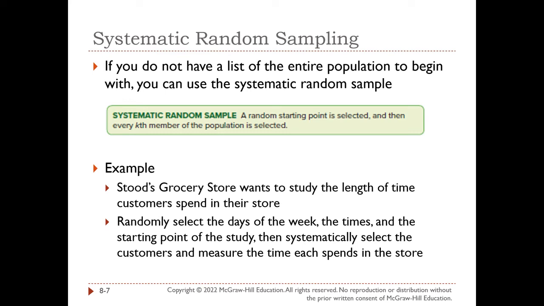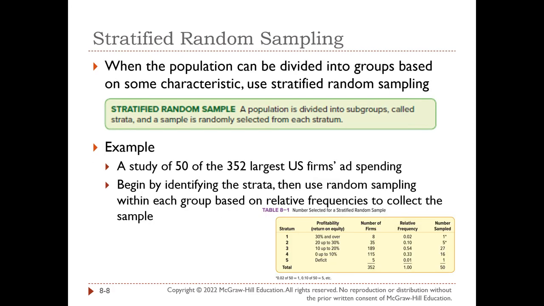Basically, that's it. We always pick certain times, and then we just select that customer, like every 10th customer, or 25th, or 35th, till we reach the number that we need. All right.